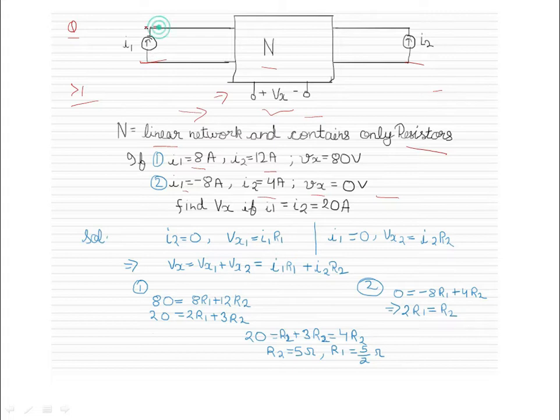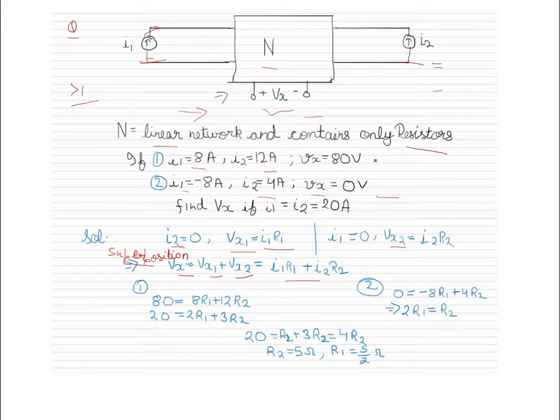First we'll consider the response through this current source I1. Then we'll open I2. Since it's a resistive network, we can write Vx1, which is the response of current source I1 when I2 is equal to 0, equal to I1 R1. Similarly, when I1 is equal to 0, the response of current source I2 is Vx2 equal to I2 R2. By using the superposition theorem, the total response Vx is equal to Vx1 plus Vx2, which is this.